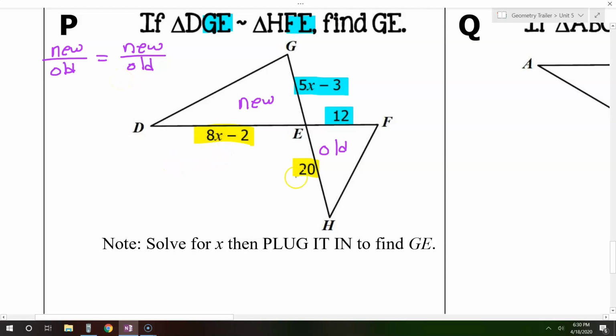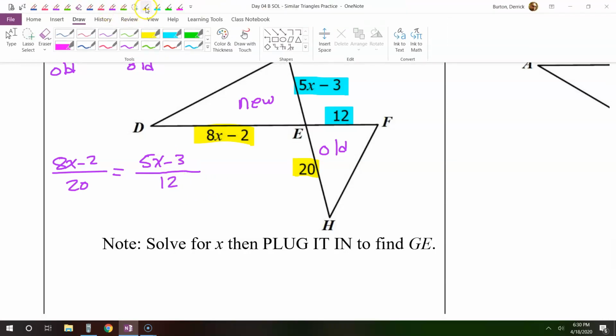Okay, let's do the yellows first. So new over old would be 8x minus 2 over 20. All right, time for the blues. New over old would be 5x minus 3 over 12. All right, now we cross multiply.